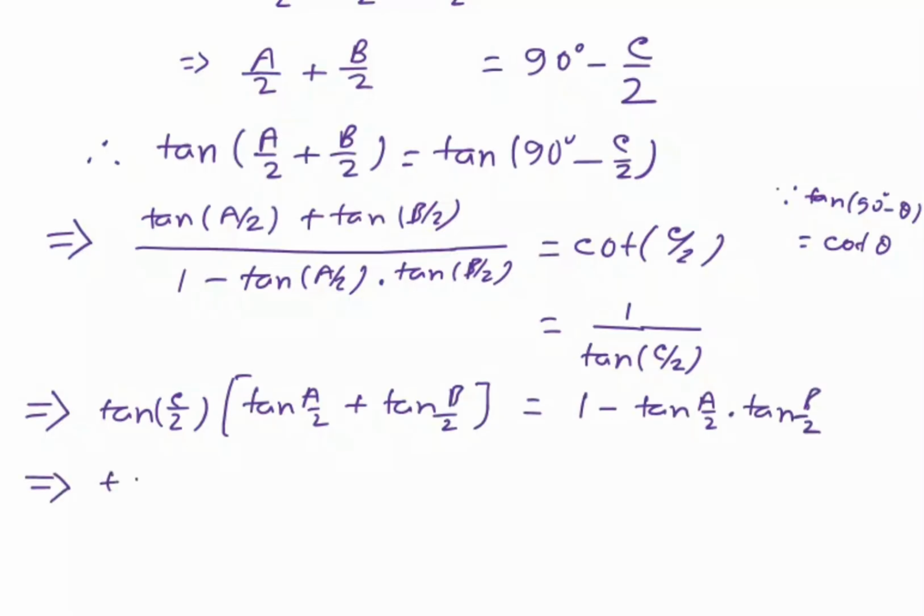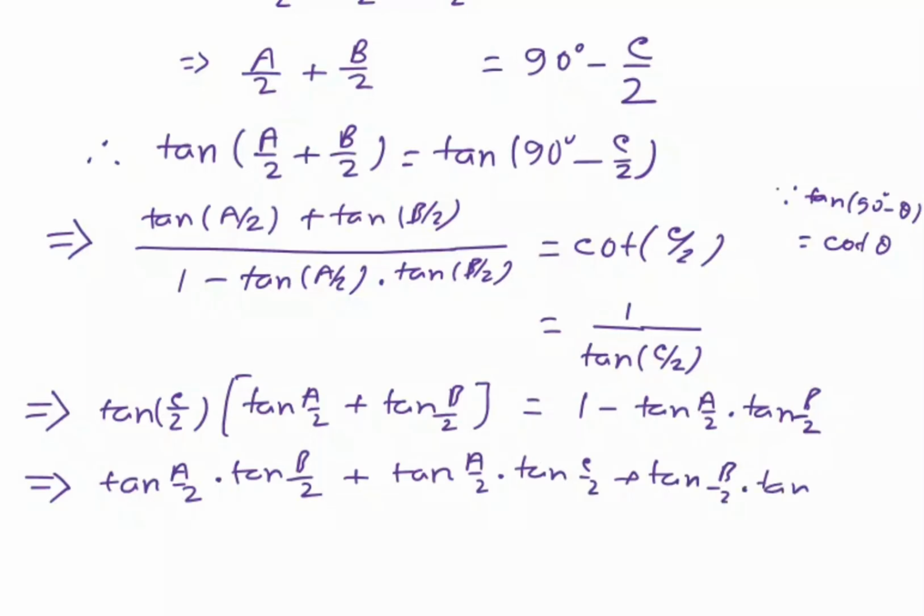Finally, rearrange the equation by moving the negative product term from the right side over to the left side. Look at that beautiful result. Tan of A by 2 times tan of B by 2 plus tan of B by 2 times tan of C by 2 plus tan of C by 2 times tan of A by 2 equals 1.